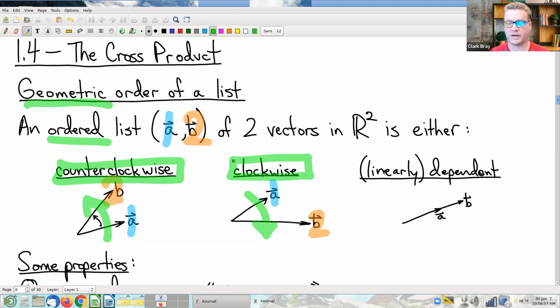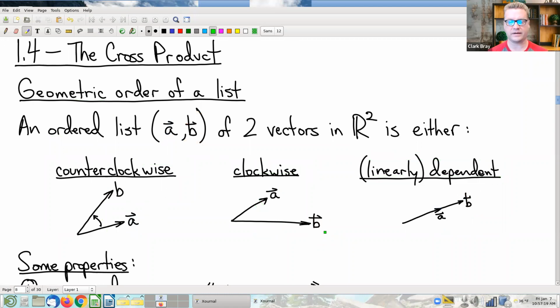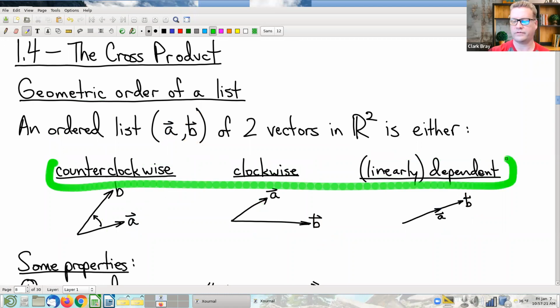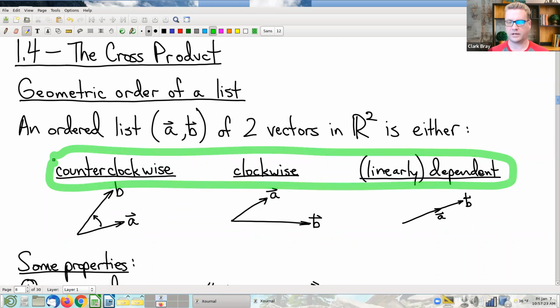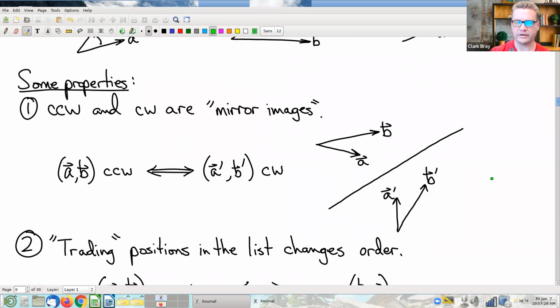There is, of course, the third possibility. It could be that these two vectors are parallel, or it could be that one of these vectors is the zero vector, or they could both be the zero vector, all of which, of course, mean the same thing, linearly dependent. Okay. All right. So when you have an ordered list, the geometric aspect of the list is described by one of these terms.